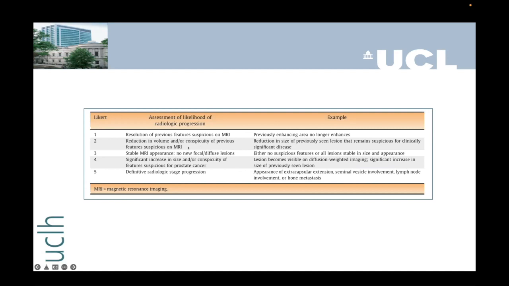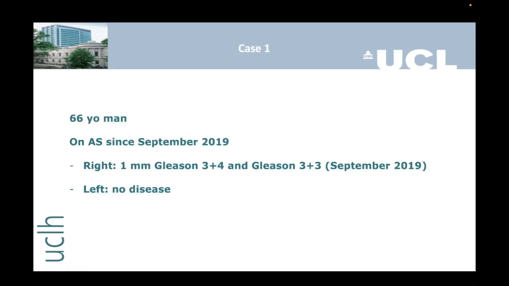Things are different for precise 4 or 5, when you have a significant increase in size and conspicuity. So for example, the lesion becomes bigger, or there is a new lesion, and so this is going to be precise 4, radiological progression. Or a precise 5, when you have definitive radiological stage progression, so appearance of extracapsular extension or SV involvement. So now we will move to the first case that I have here.